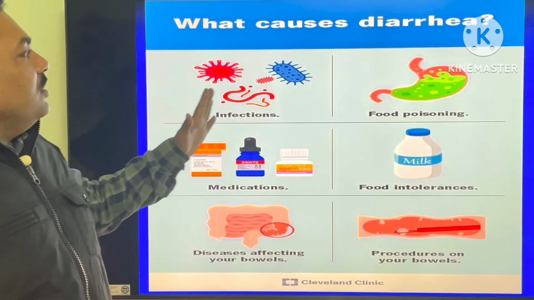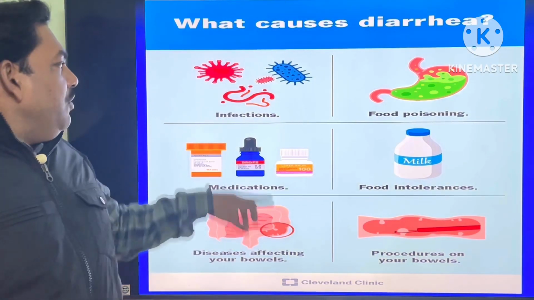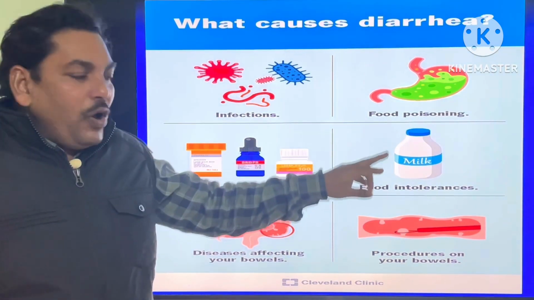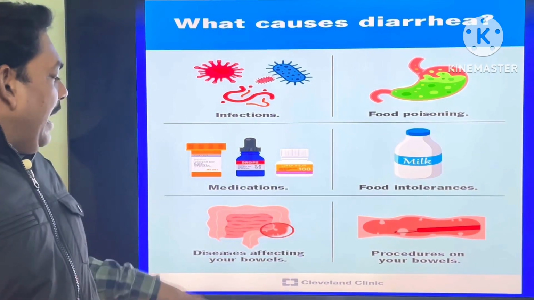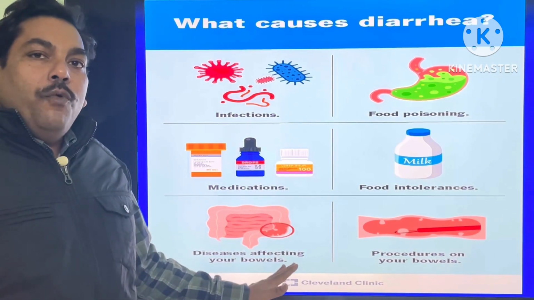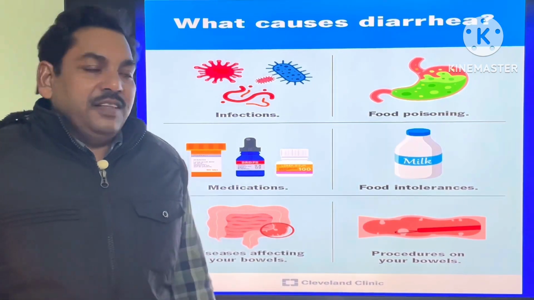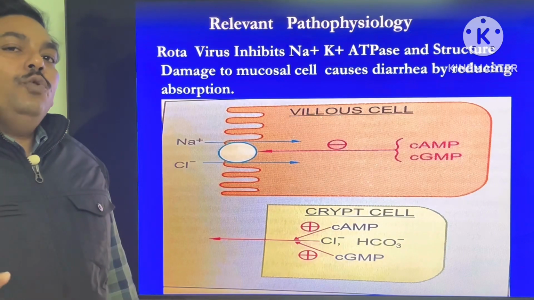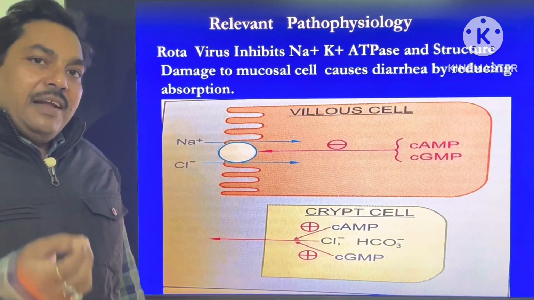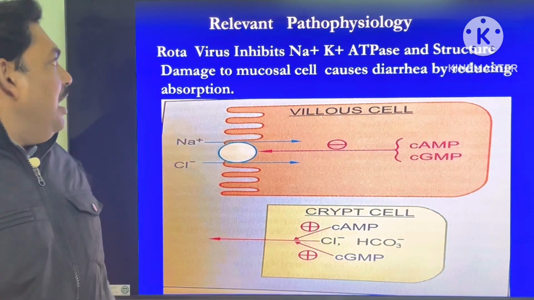Okay. What causes diarrhea? First, infection. Second is food poisoning. Third is medications, food intolerance, and diseases and procedures in the bowels. Next, the relevant pathology. How does diarrhea develop? What is the mechanism behind inducing diarrhea?